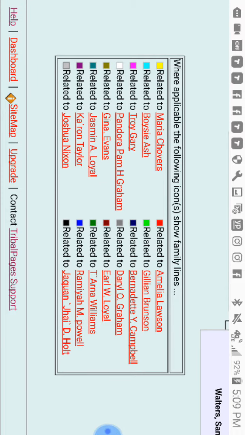You see these colors. Each color indicates if an individual has that color next to his or her name, they are related to this individual by blood. So, my elder sister, Amelia Lawson, if an individual has her color, that blue, he or she is related to her by blood.